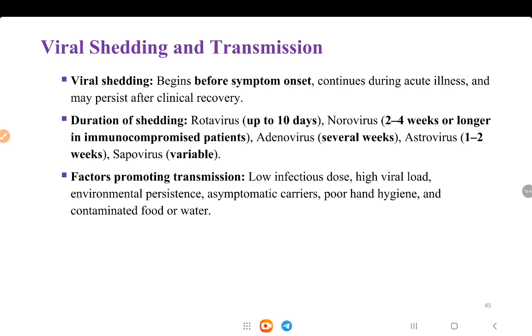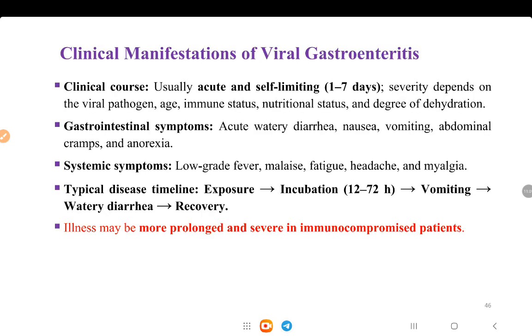and adenovirus for a week. The factors enhancing transmission are low infectious dose, high viral load, environmental resistance, asymptomatic carriers, poor hygiene, and contaminated food and water. All these factors help in the transmission of the infection from one person to another.